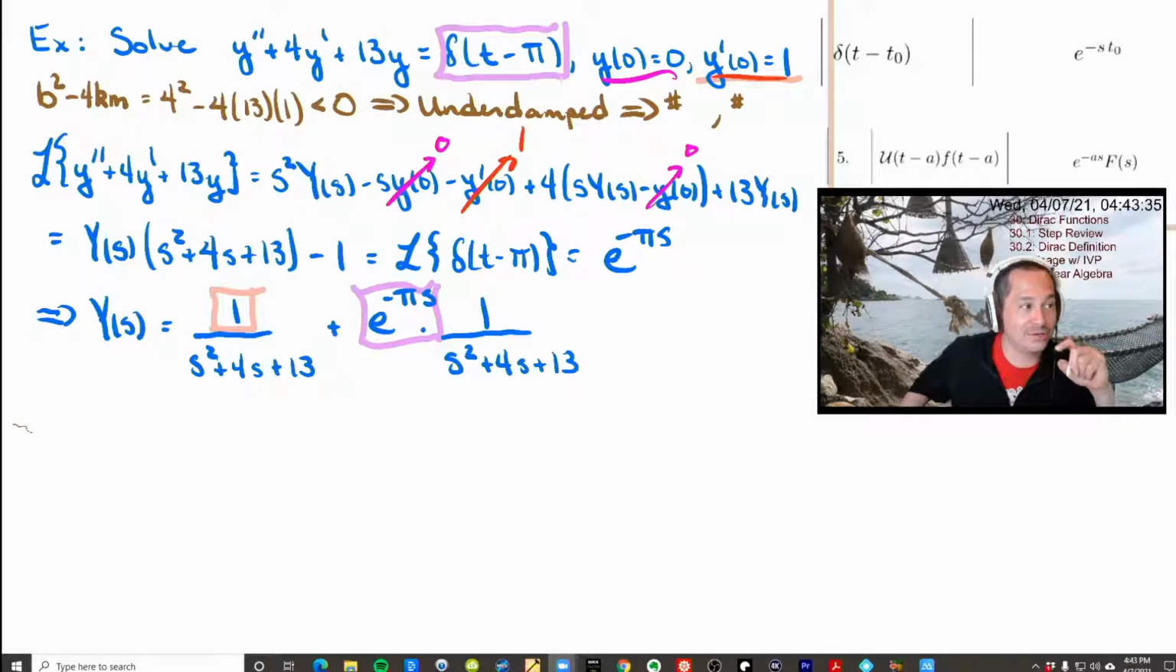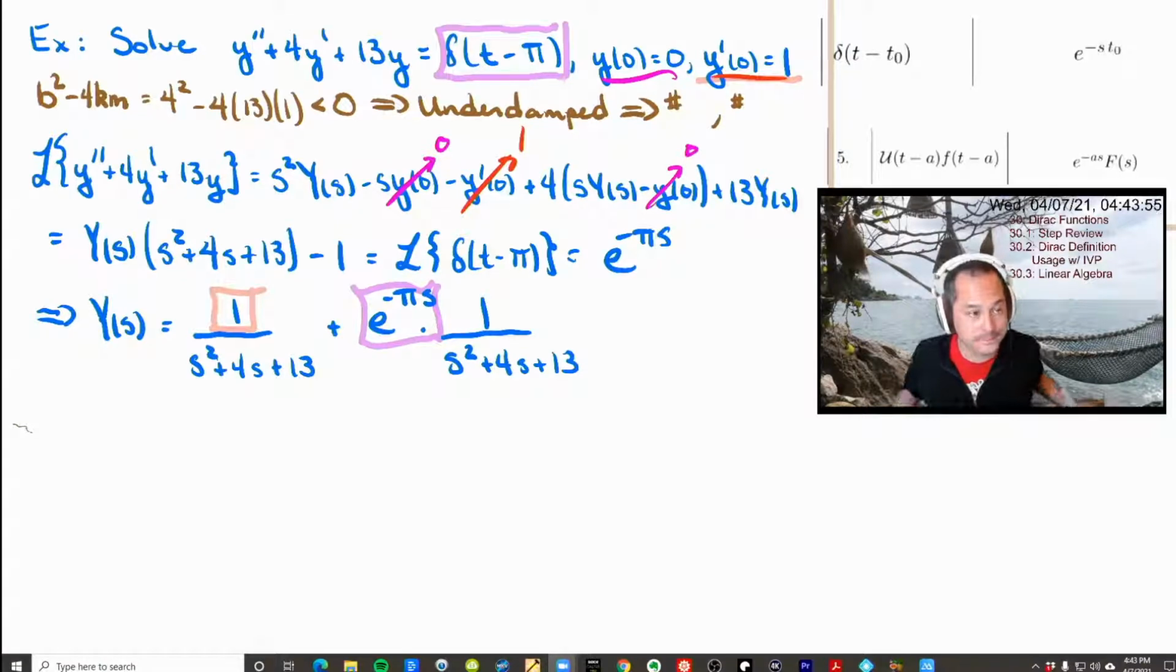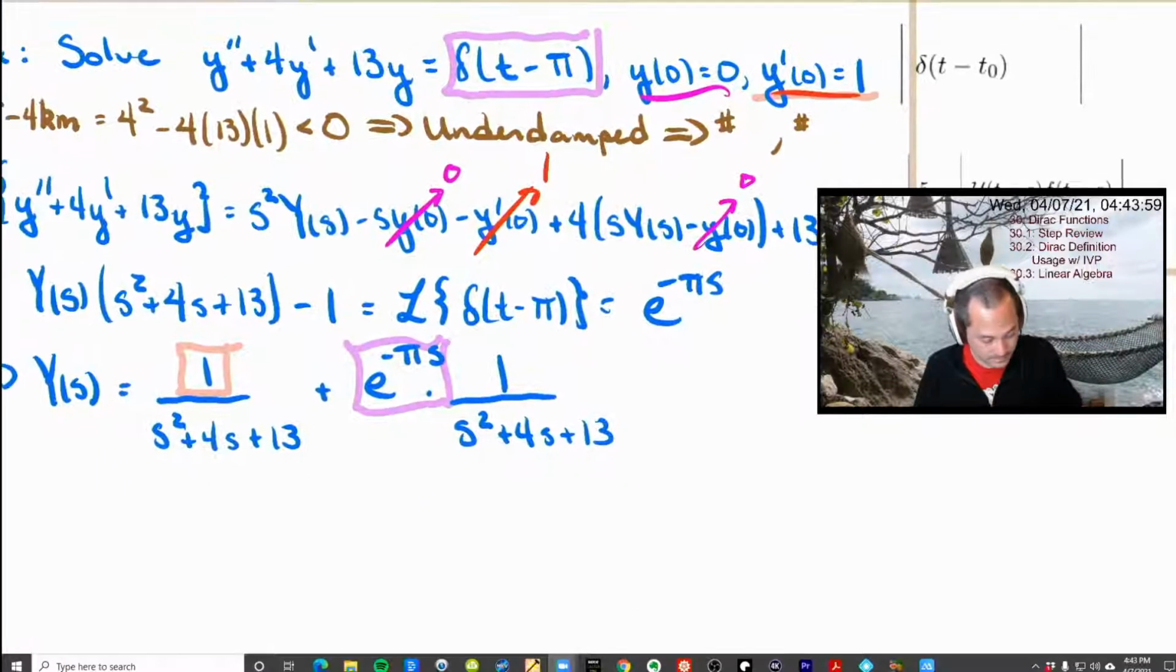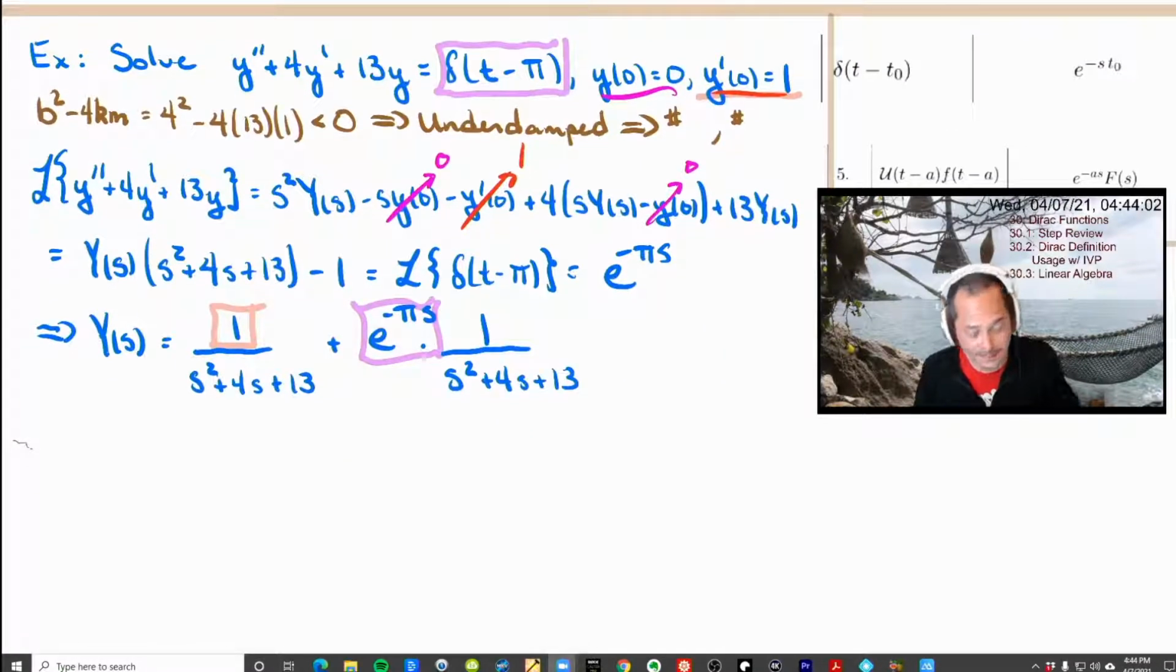This system, I can figure out b squared minus 4km is less than 0, so this system has complex roots, so it's underdamped. Tell me, where on the Laplace transform table would you go to find underdamped solutions? So to make up for a little time, I guess I'll answer. You want to go to 17 and 18. Woo! Good job, chat. 17 and 18 coming in on chat.